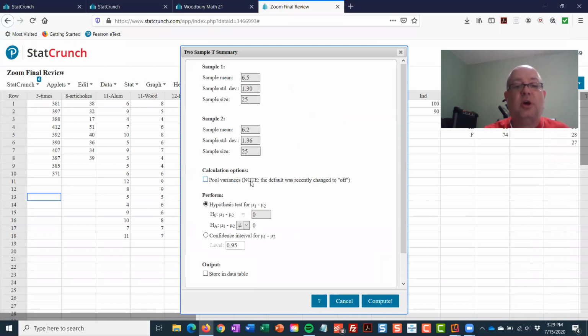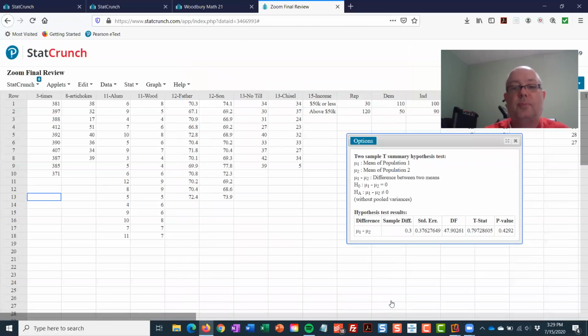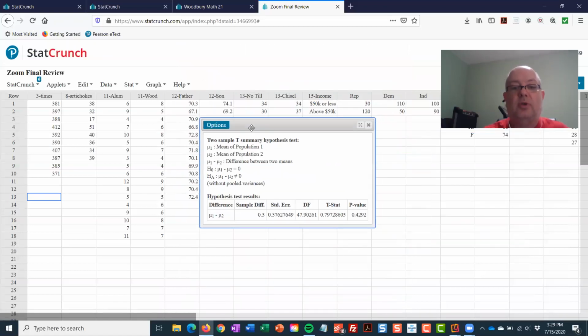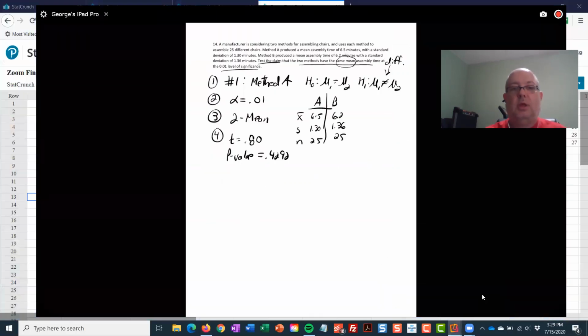Don't change the calculation options. Leave the null hypothesis as equal to zero. We already have the right sign for H1, not equal to, so we're ready to compute. And there's the results. Our test statistic, T, is 0.80, and the p-value is 0.4292. Let's go back and finish this off. Comparing that to the level of significance, it's not lower than 0.01. So we failed to reject H0.